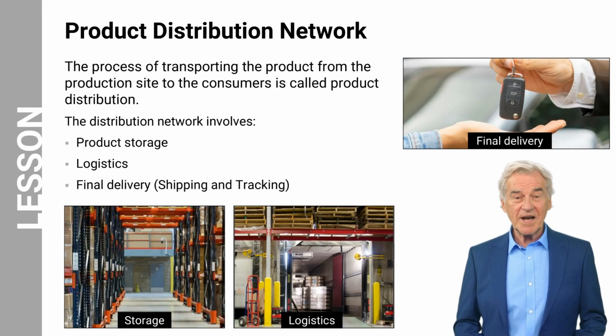Let us look at what a product distribution network is. The final step of product manufacturing involves packaging the product for transportation and storage. Product distribution is defined as the process of transporting the product from the production site to the consumers. The distribution network involves product storage, logistics, and final delivery. These will be discussed further in the following slides.